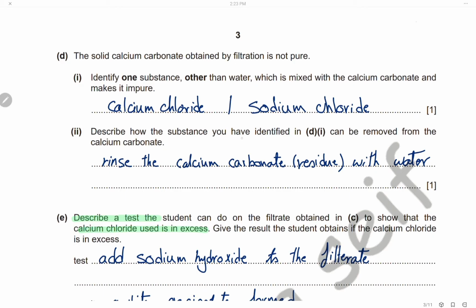Describe how the substance you have identified in question D1 can be removed from calcium carbonate. Of course, both calcium chloride and sodium chloride are soluble, so they can be removed from the solid calcium carbonate by rinsing the residue of calcium carbonate with water.